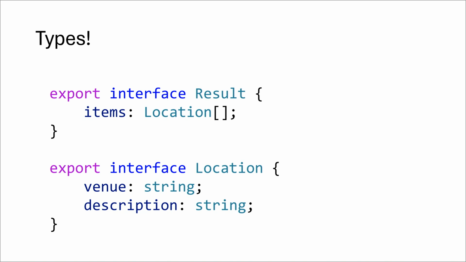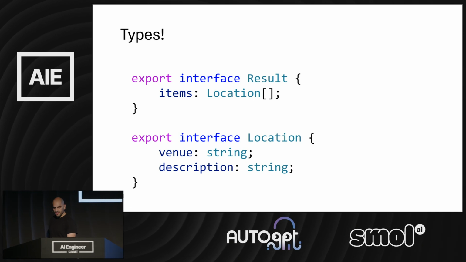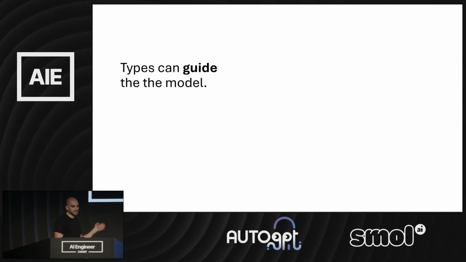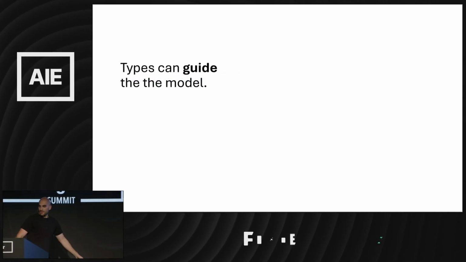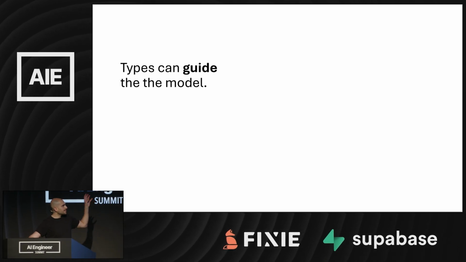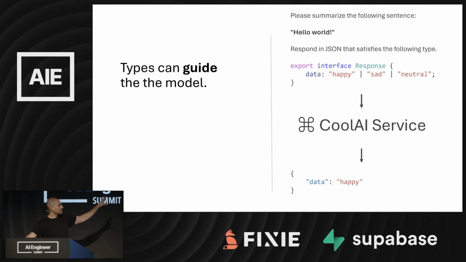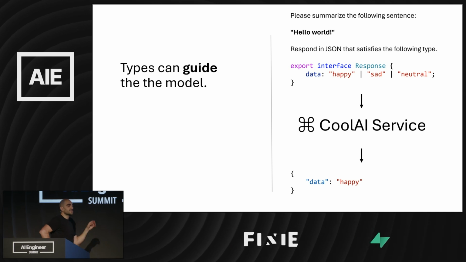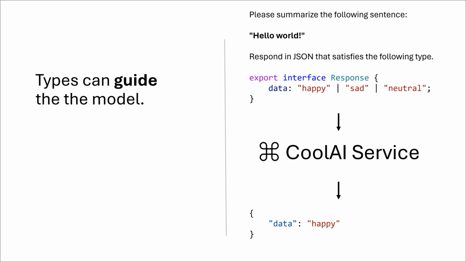All I want is a thing with a list, and the list has these objects, and the objects have these two properties that are both strings on them. And the beauty of these type definitions is that the types can guide the model, right? So you can actually use these types to tell a model, hey, here's some user input. Here's a user intent.